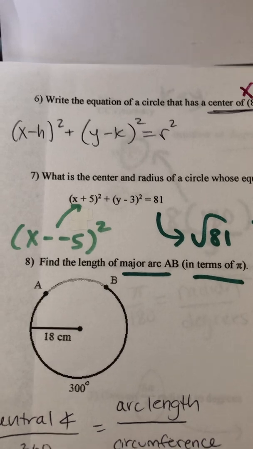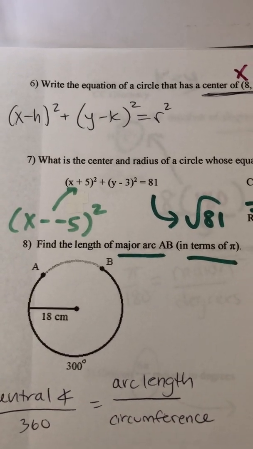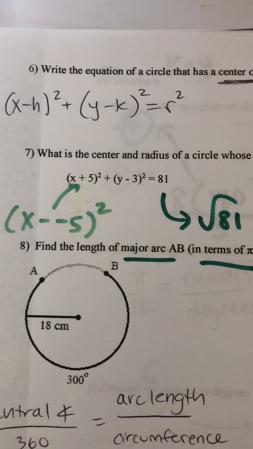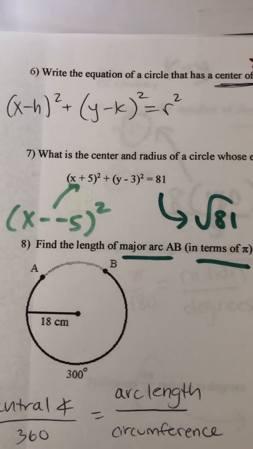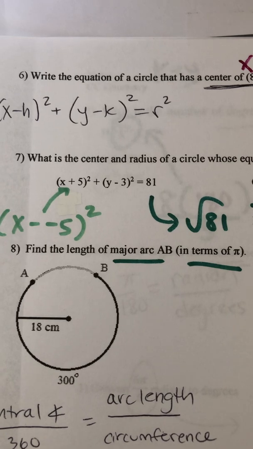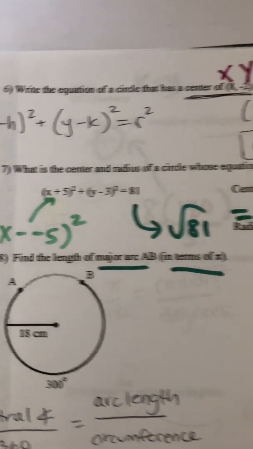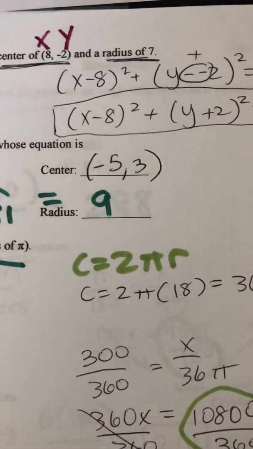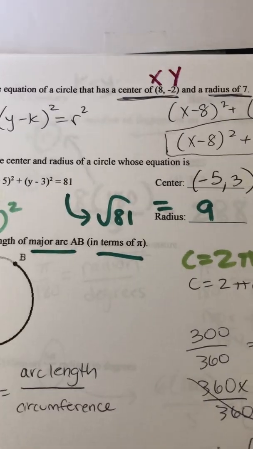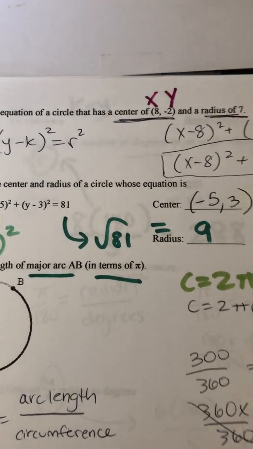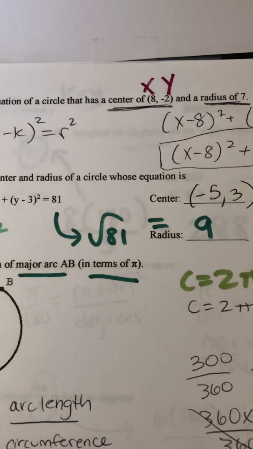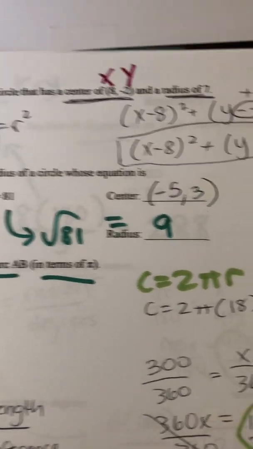In number 7, we're taking a look at the formula and finding the radius and the center. Okay, so notice that the 5 is positive, it used to be negative, and then the -3 used to be positive. So you're switching the signs, and the center's at -5, 3. Now, the formula says equal 81. That does not mean the radius is 81. It means the radius is the square root of 81, or 9.